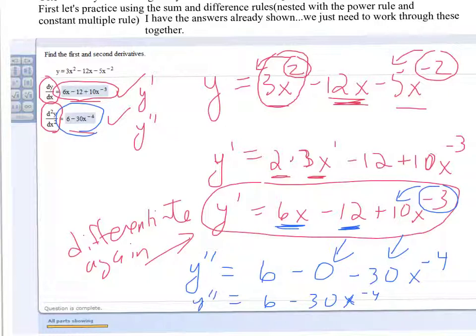Okay. And a lot of people say, should I move x to the negative 4 downstairs in the denominator and call it 30 over x to the 4th? That's just a style thing. As you can see, the computer accepted my answer typed in that way. So I wouldn't be fussy on that.